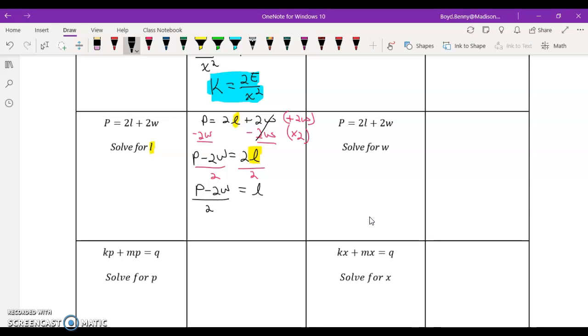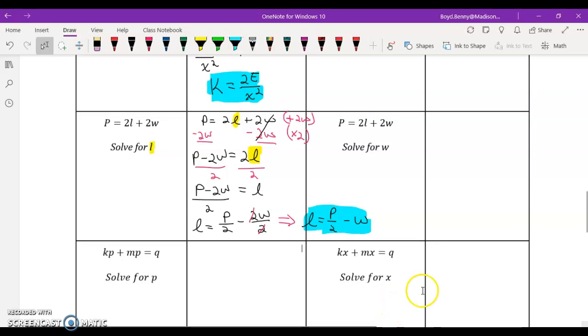Okay, now that can also be rewritten as L equals p divided by 2 minus 2w divided by 2. And I notice when I rewrite it like that, I can actually divide out these 2's and simplify this expression a little bit further. So I'm going to write that answer over here to the right. L equals p divided by 2 minus w. So our solved formula is L equals p divided by 2 minus w.